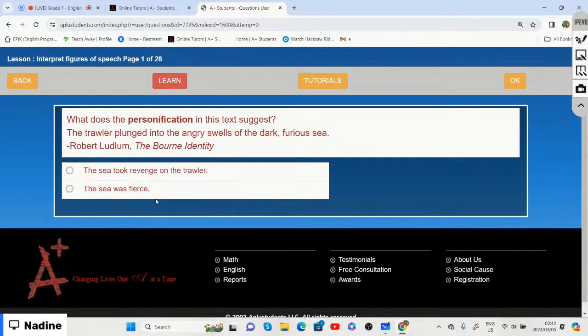All right, so we say personification gives human qualities to something, right? And we say that the trawler plunged into the angry swells of the dark, furious sea. So, what does that mean? Does it mean that the trawler plunged into the angry swell? Does it mean that the sea took revenge on the trawler? Or does it mean that the sea was fierce? So, the sea took revenge on the trawler, or the sea was fierce.